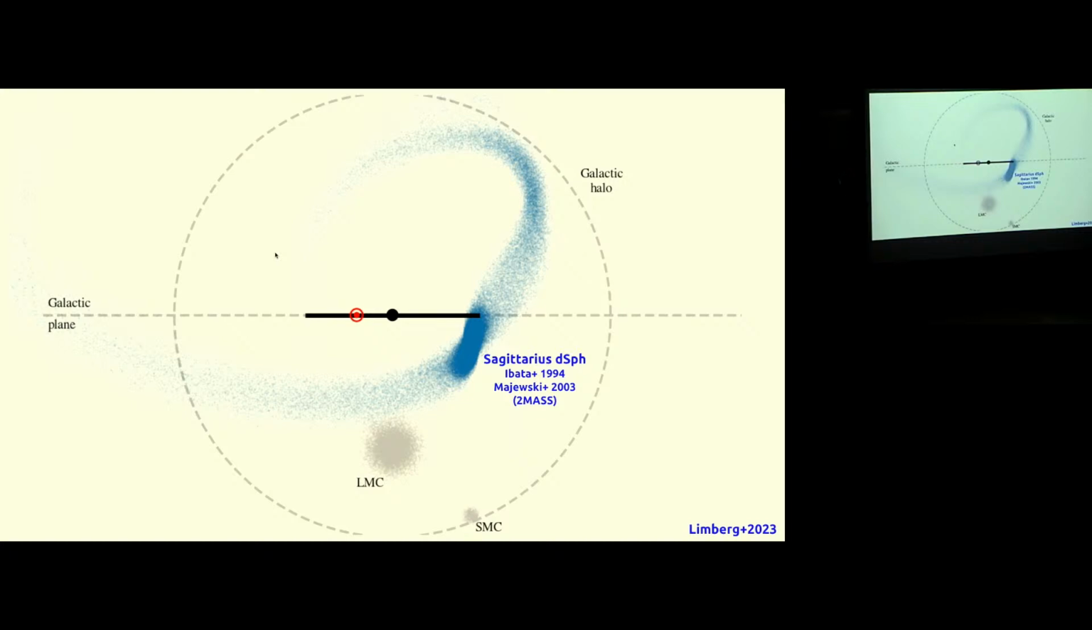And again, going back to the title of the talk, from the perspective of galaxy evolution, I think this is really important because this shows us that these dwarf galaxies at the mass of Sagittarius can develop these metallicity gradients really quickly.